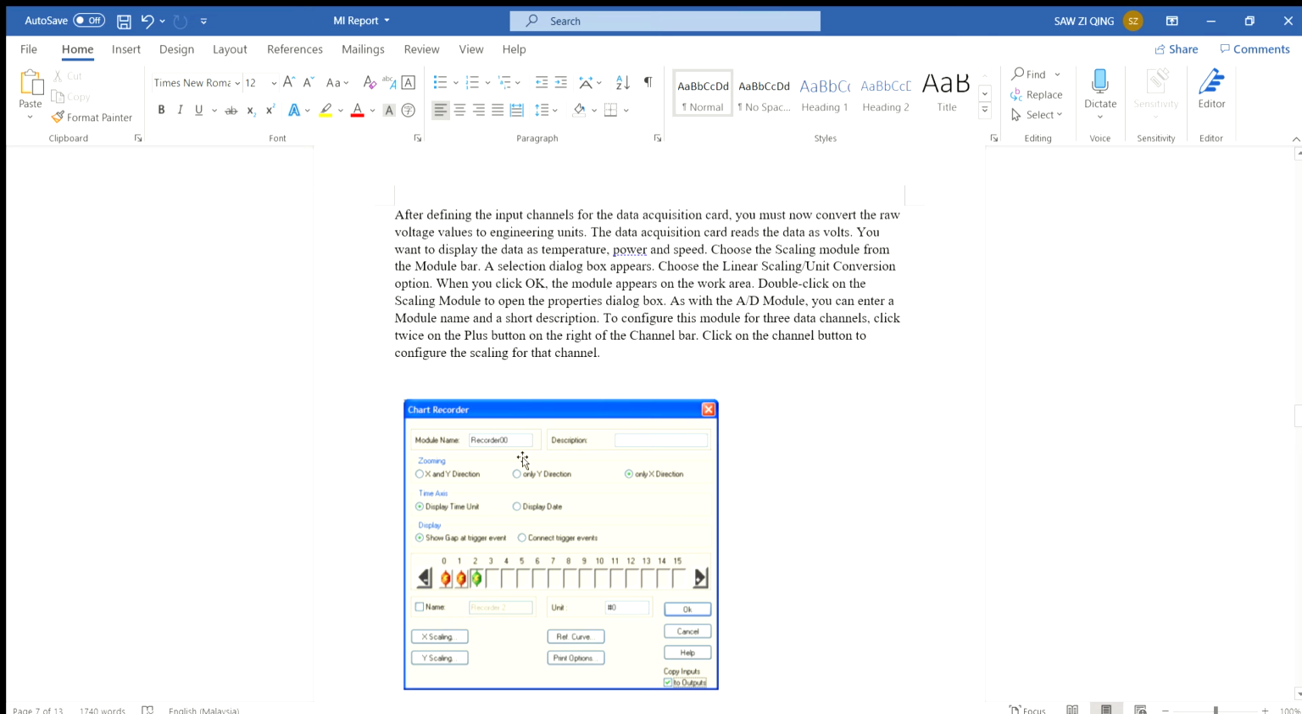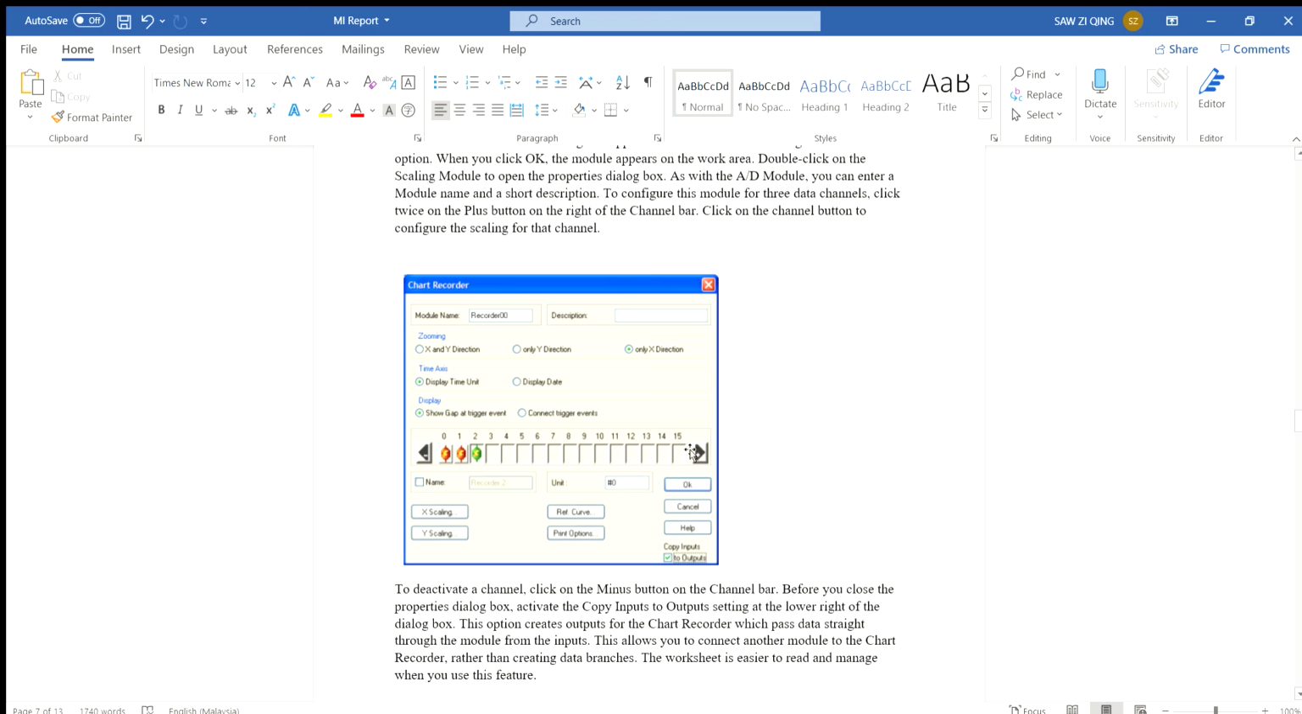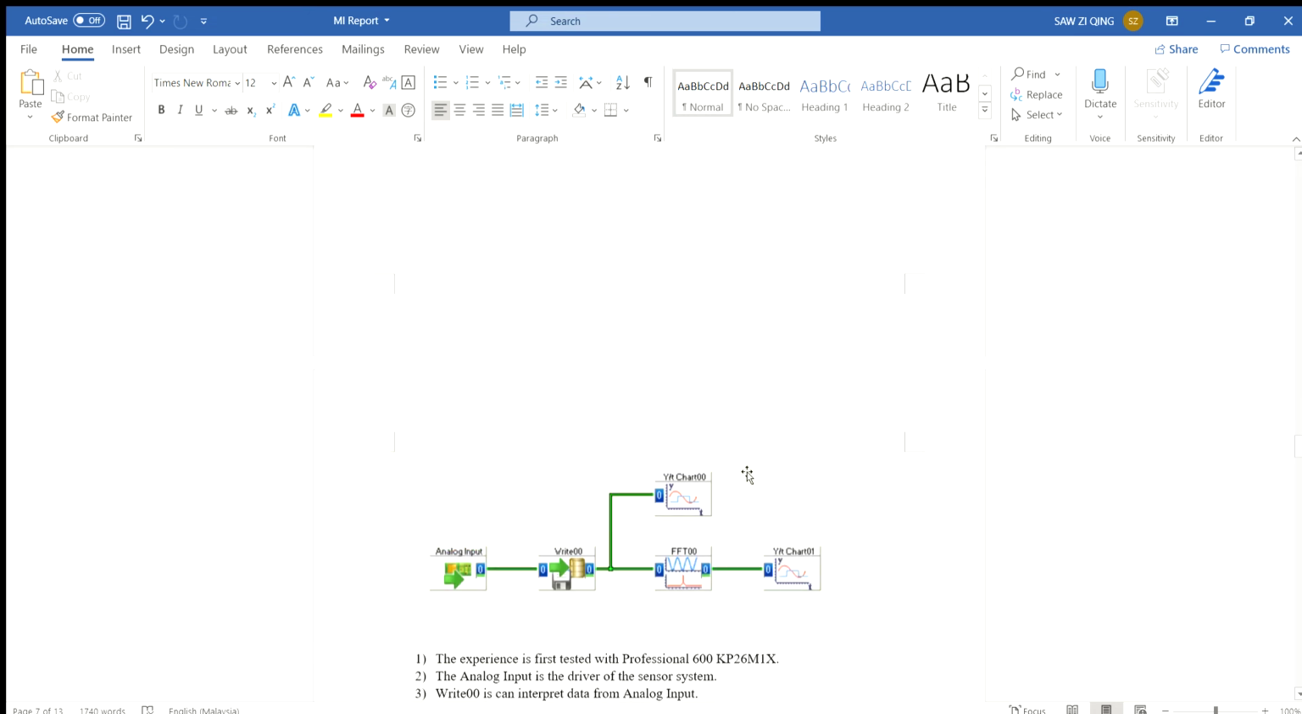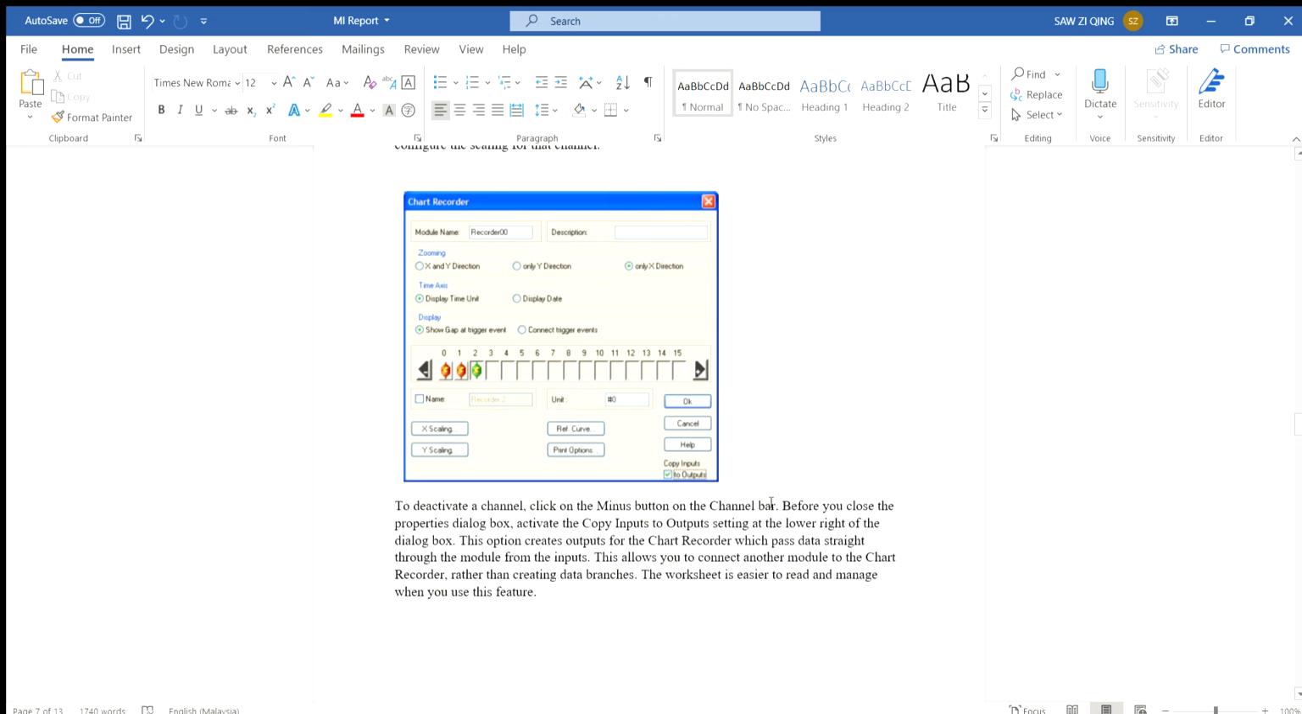Okay, now we move to chart recorder. We can add more inputs and more outputs by just clicking the tick over here and then clicking OK, and then the component will have one input and one output as well. To deactivate a channel, click on the minus button on the channel bar before you close the properties dialog box.